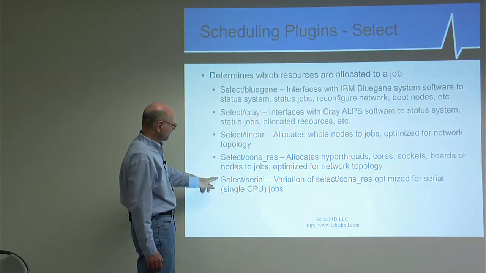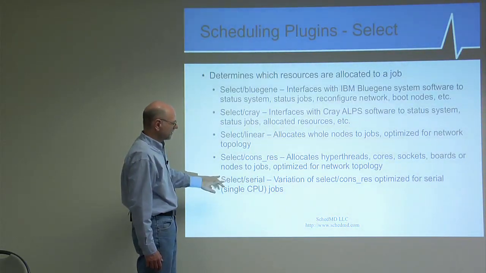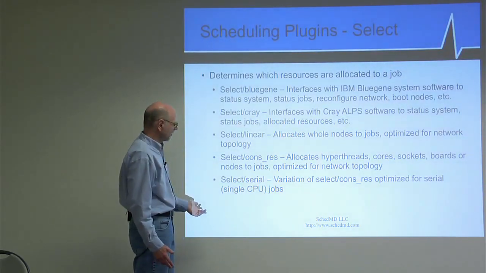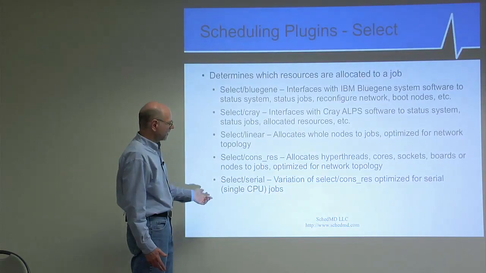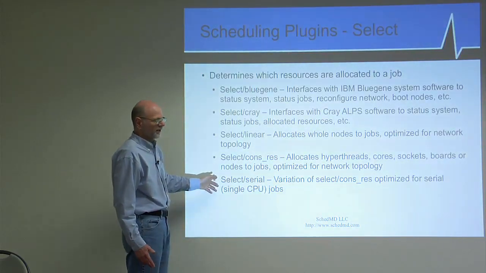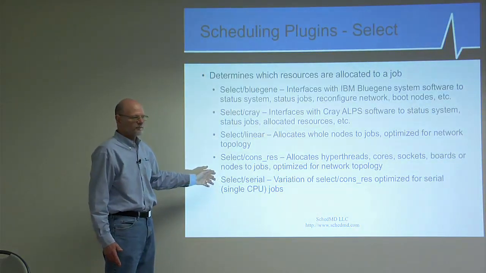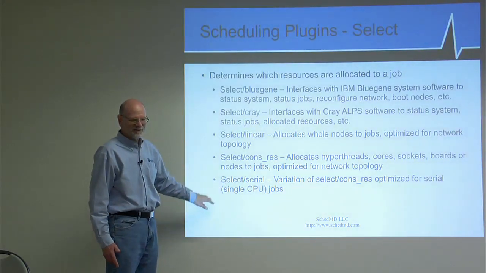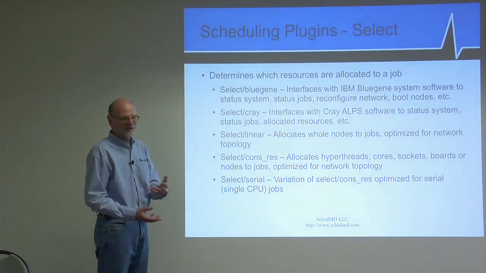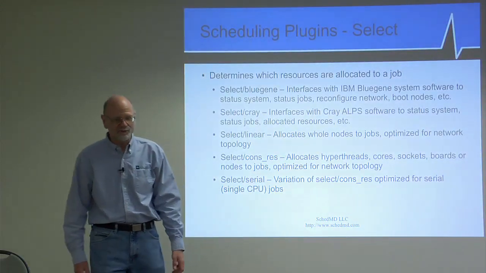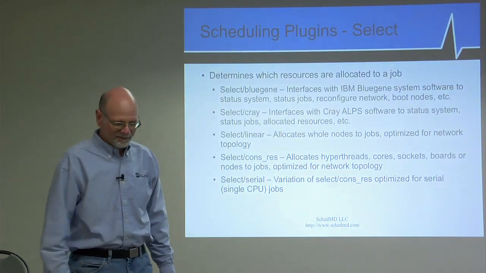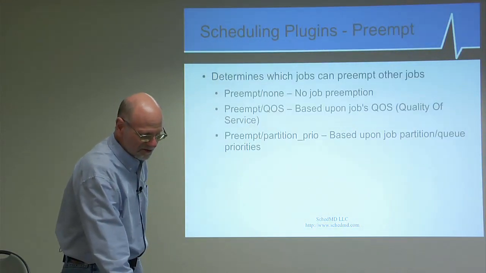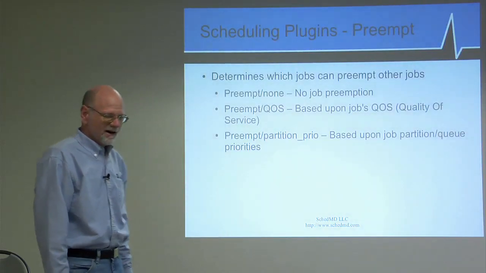We've recently developed something called Select Serial that is highly optimized for serial jobs, by which I mean single CPU jobs. If you're only running single CPU jobs, you don't have to worry about placement of tasks within cores and sockets and so forth. So one of our customers was trying to get as much performance as possible out of it.